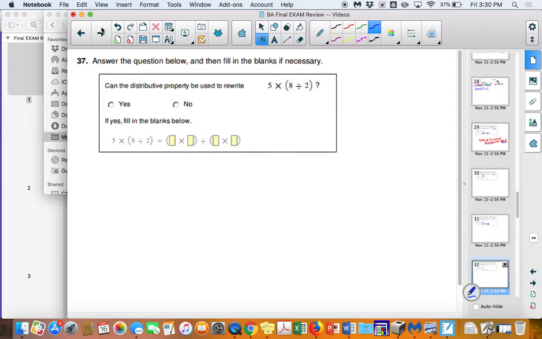And once again, distributive property. Can you do multiplication over division? No, that's not the name of it. It's multiplication over addition, which you could swap out for subtraction, but not multiplying and dividing. So this is a big fat no.